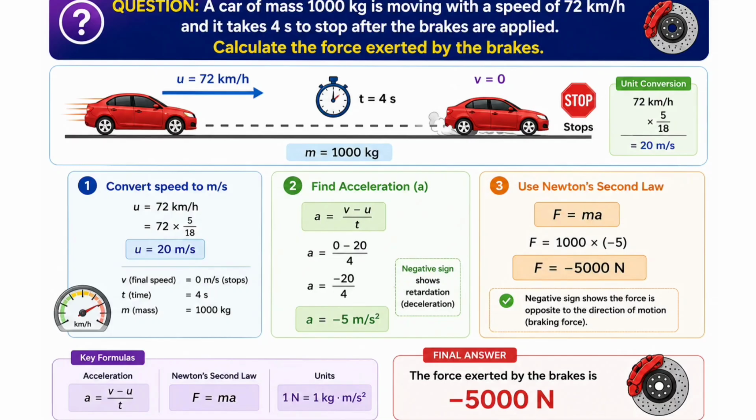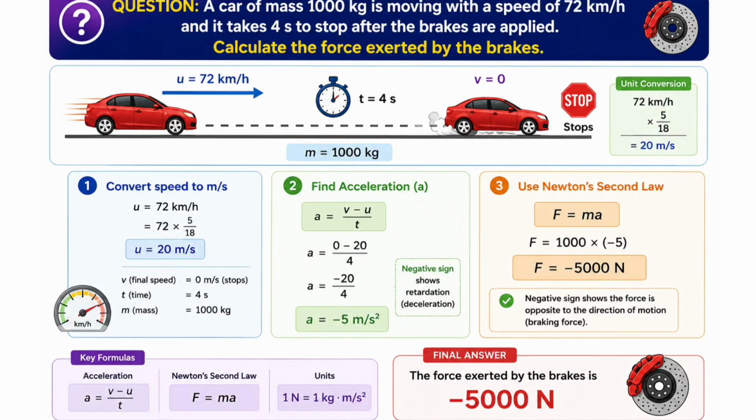Now look at box number 1 on the far left. To convert speed from kilometer per hour to the standard SI unit of meter per second, we multiply the value by the fraction 5 by 18. Let's calculate it. u is equal to 72 into 5 by 18. Since 18 goes into 72 four times, our equation simplifies to 4 into 5, which gives us an initial speed of 20 meter per second. Now all our units match perfectly.